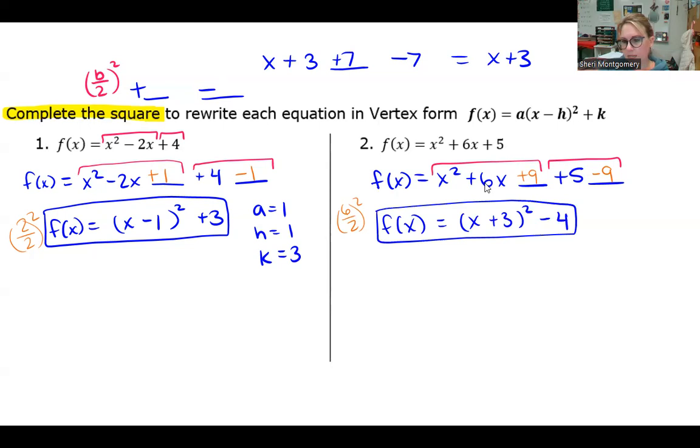So for this one, what is A? A equals 1. What is H? -3. And what is K? -4. And we have a lot of these that we're going to do, so we'll get good at it.